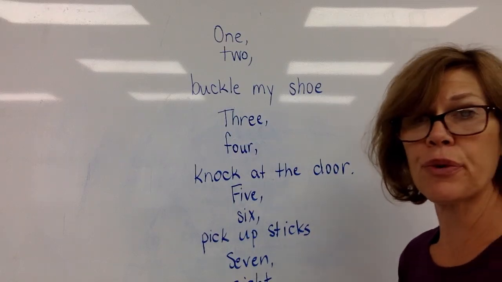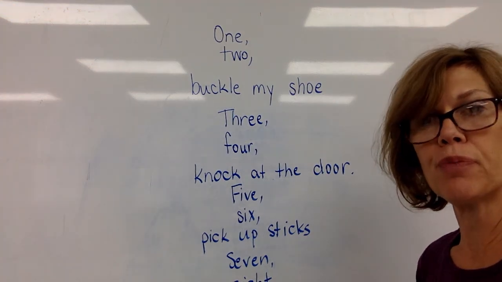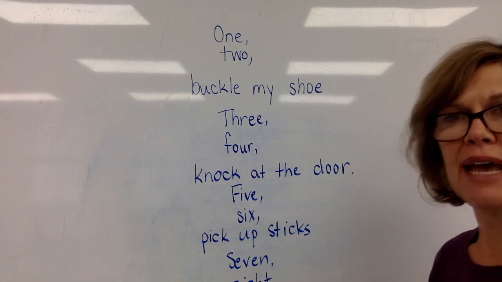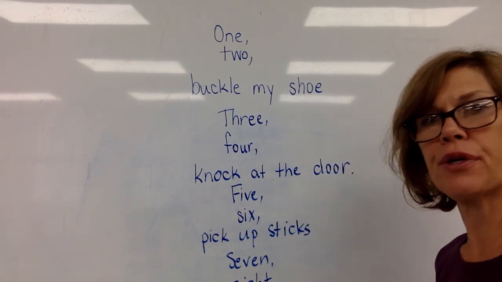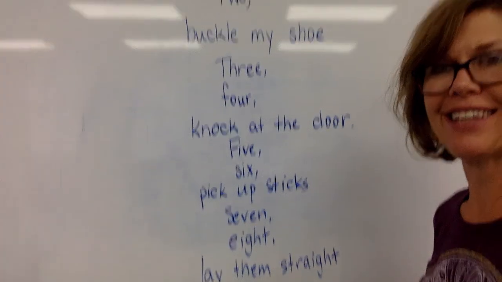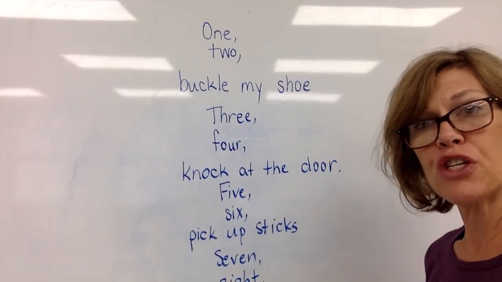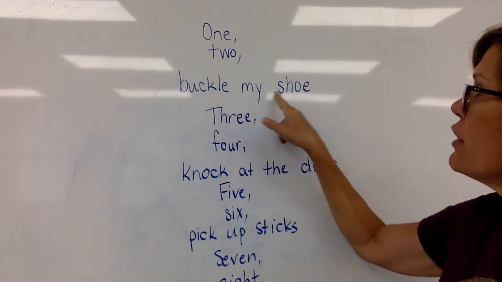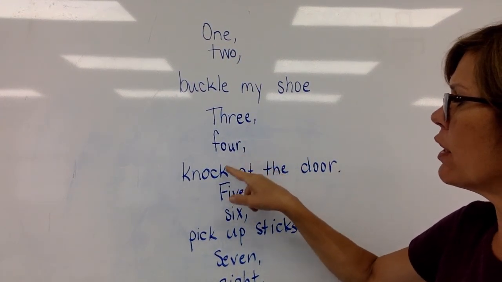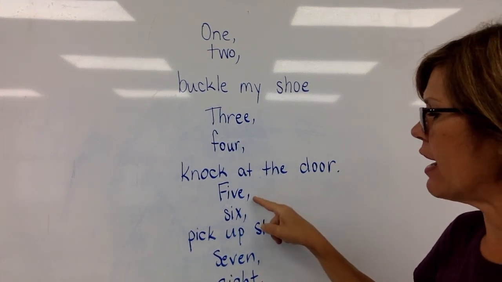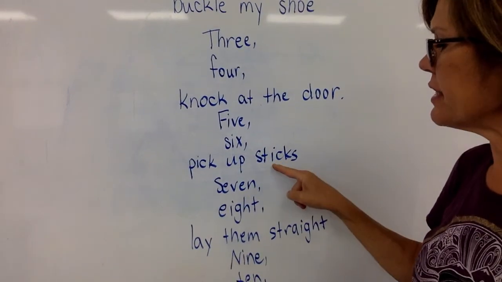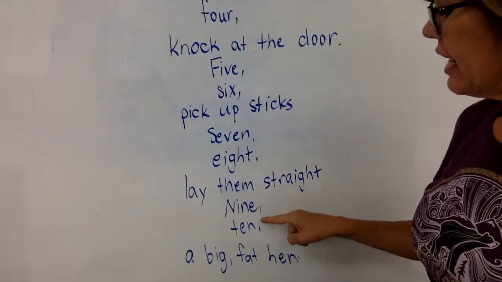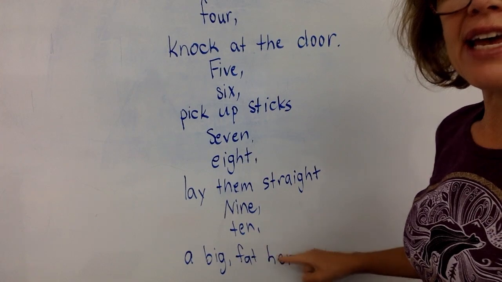Now we're going to do our nursery rhyme. Today's nursery rhyme is 1, 2, buckle my shoe. I've written it on the board and it's pretty long, so I'm going to have to use my computer screen and move down as I read it. Follow along and I'll touch each word as I read it. 1, 2, buckle my shoe. 3, 4, knock at the door. 5, 6, pick up sticks. 7, 8, lay them straight. 9, 10, a big fat hen.